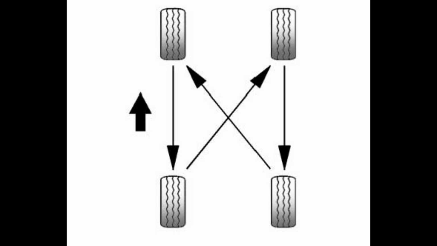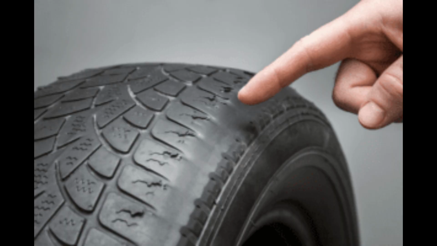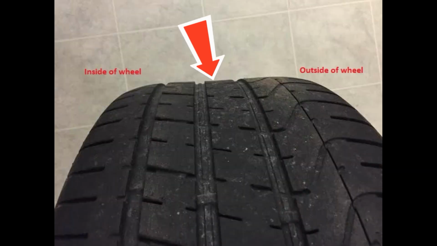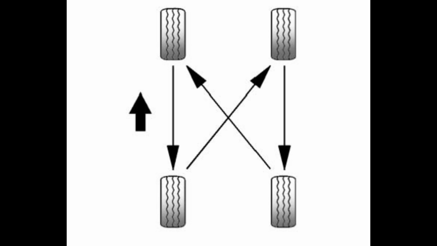The reason this happens is because the sides of the front tires wear faster than the center due to steering. The rear tires wear more in the center because that is what stays in contact with the road the most. So tire rotations will extend the life of your tires and save you money in the long run.